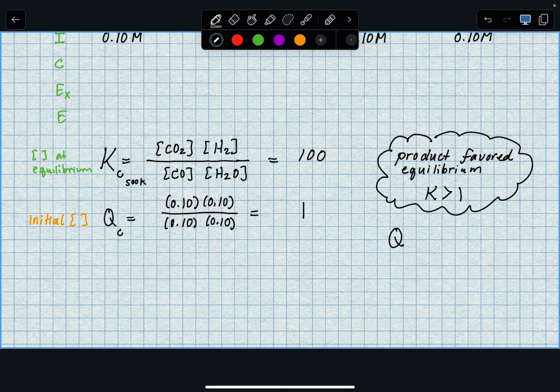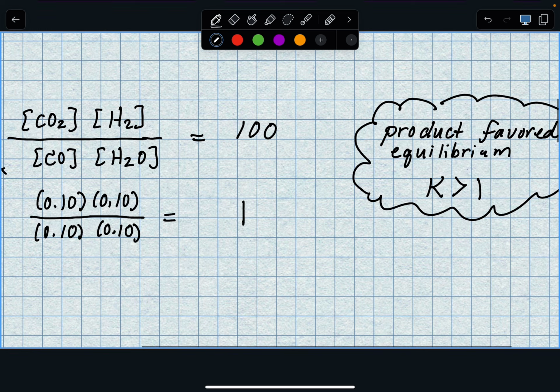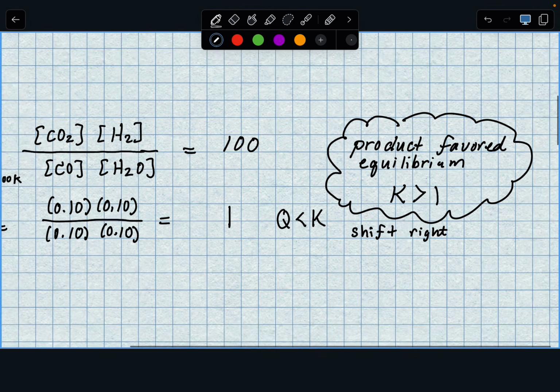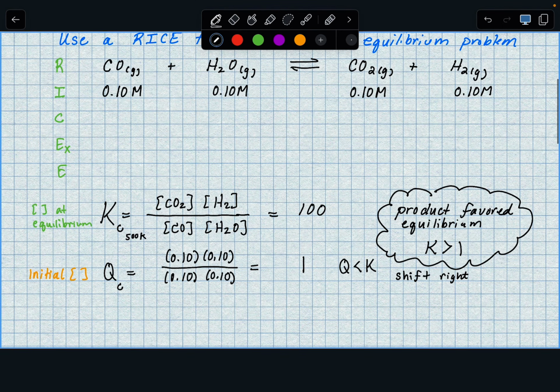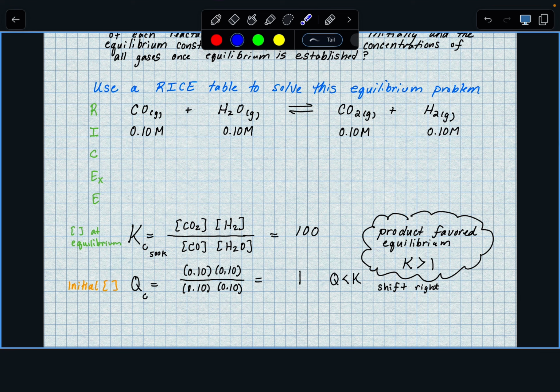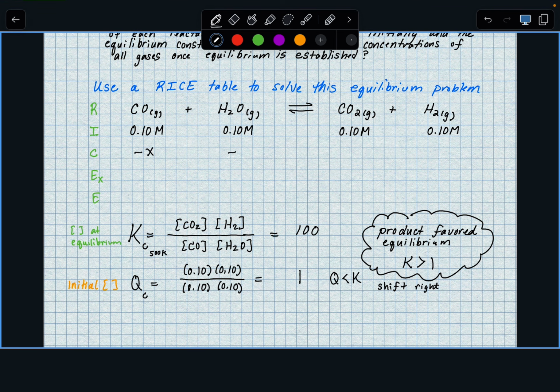And so what we'll say then, as I talked about again in a previous video, is that Q is less than K. And what that means is we have to shift right to make more products. So we're going to shift right. We have to make more products because the denominator is almost like too big and the numerator is not big enough.